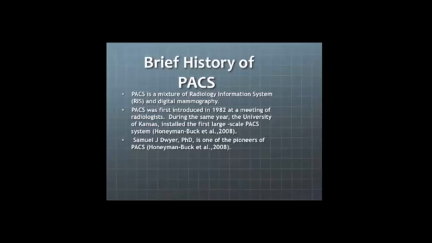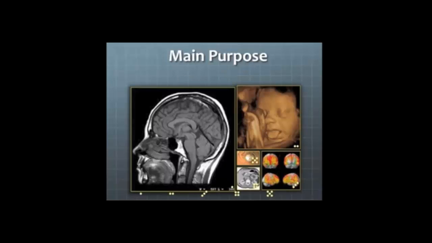PACS is a mixture of radiology information systems and digital mammography. PACS was first introduced in 1982 at a meeting of radiologists. During the same year, the University of Kansas installed the first large-scale PACS system. The main purpose of PACS is to replace hard film copies with digital images to make it easier for medical professionals to manage patient exam workflow.